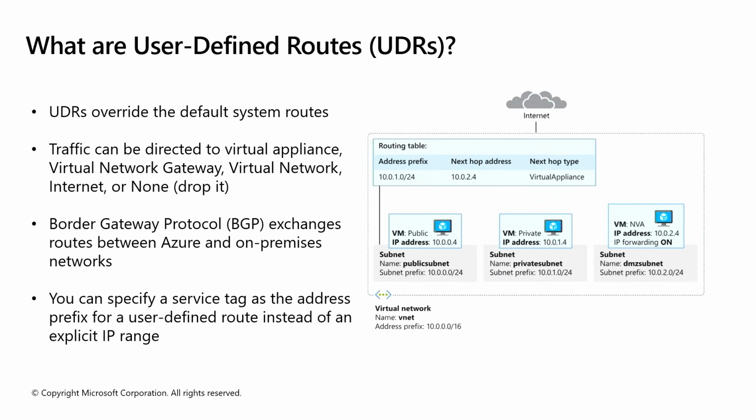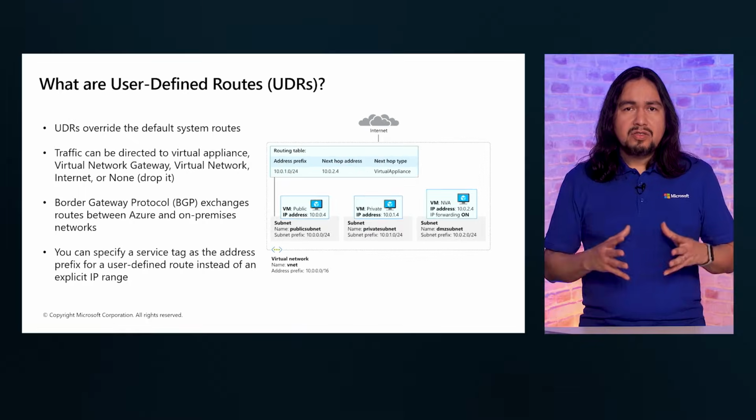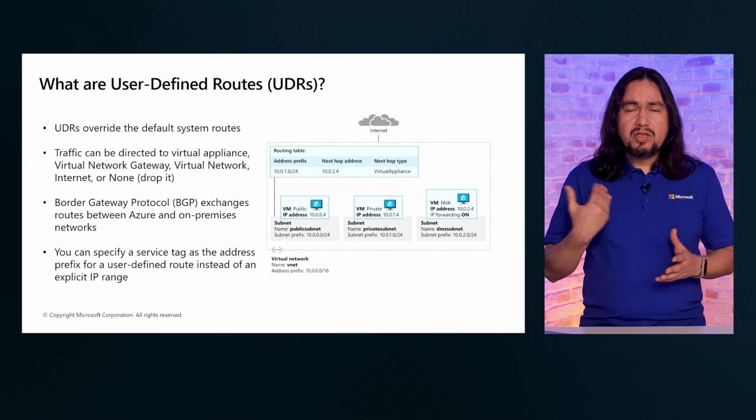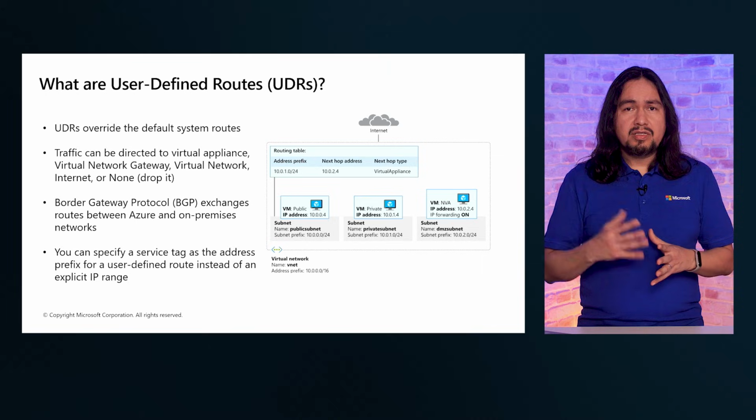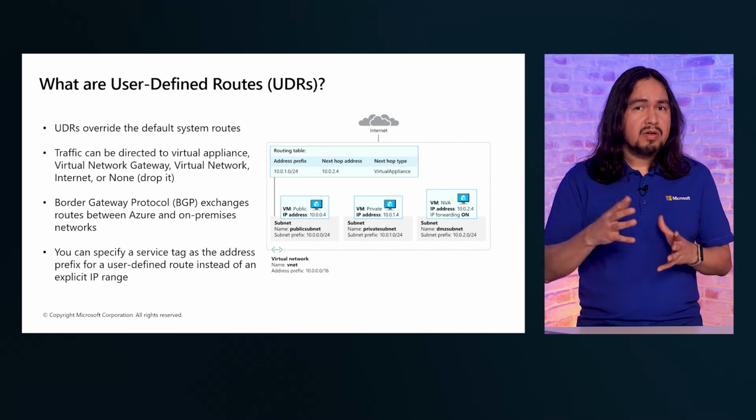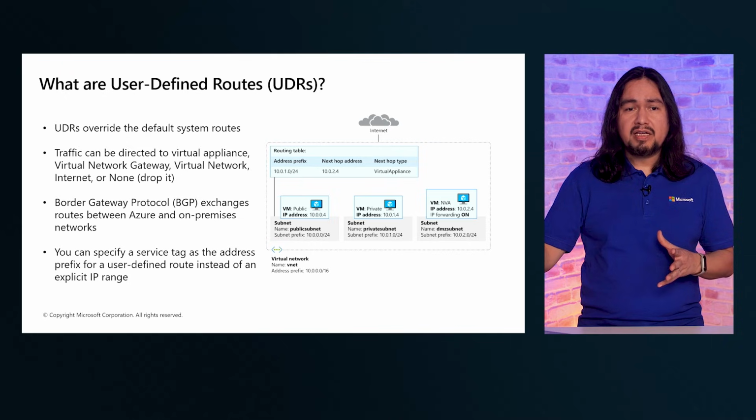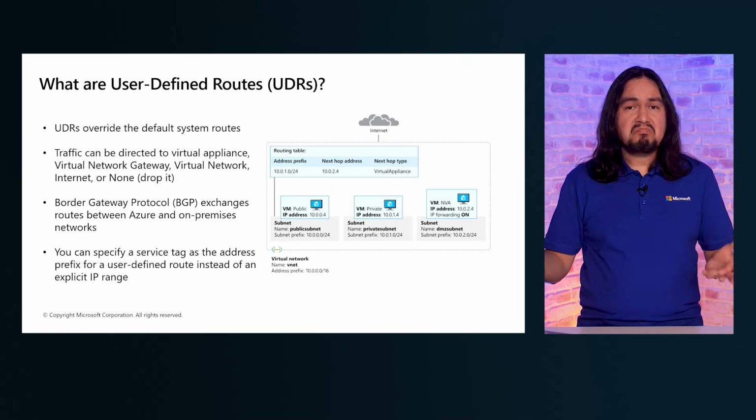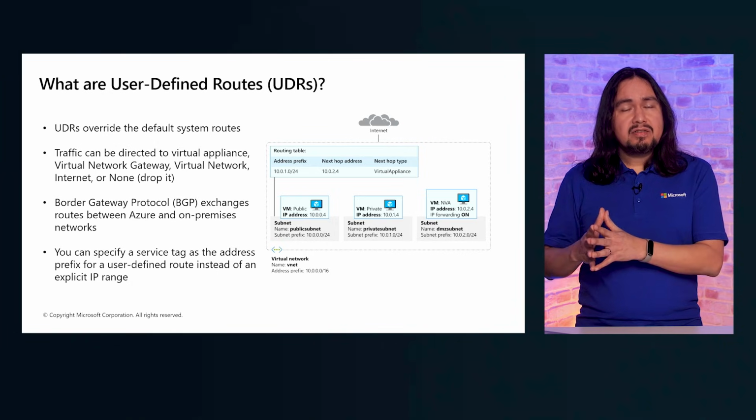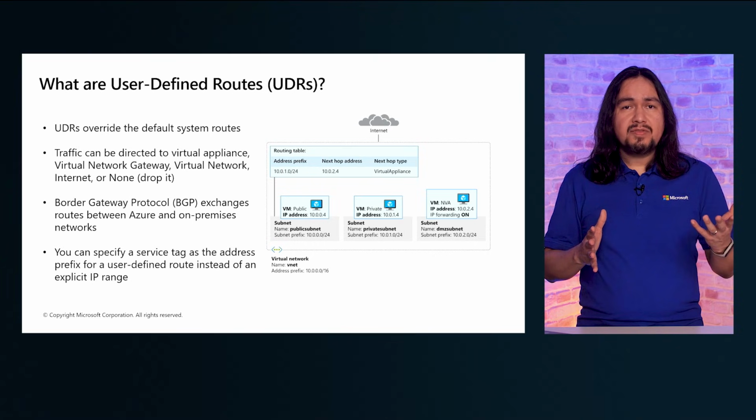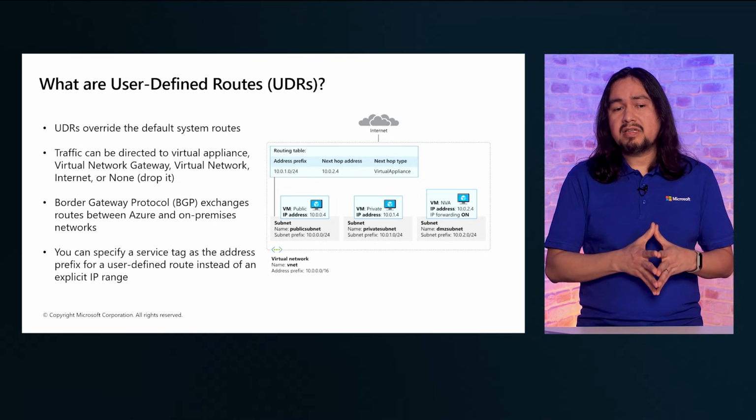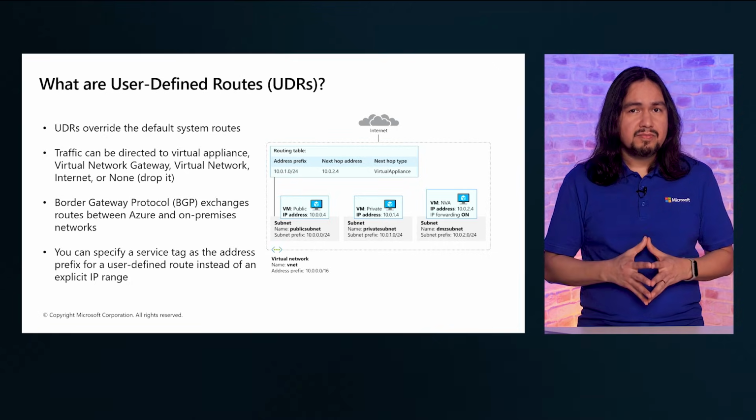UDRs are implemented in Azure as route tables. So the idea behind the user-defined routes is to override the default system routes. When you create your route table, you need to define what is going to be the next hop, or the next jump, to be maybe a network virtual appliance or a network gateway, the virtual network, the internet, or none of it. After that, you need to associate that specific route table to a subnet. Remember that you can also specify a service tag as an address prefix instead of using an explicit IP range.